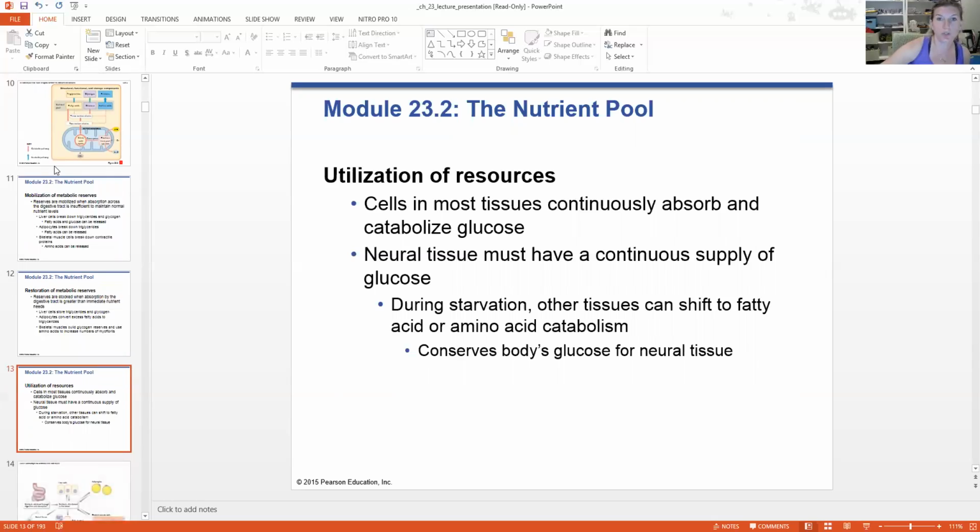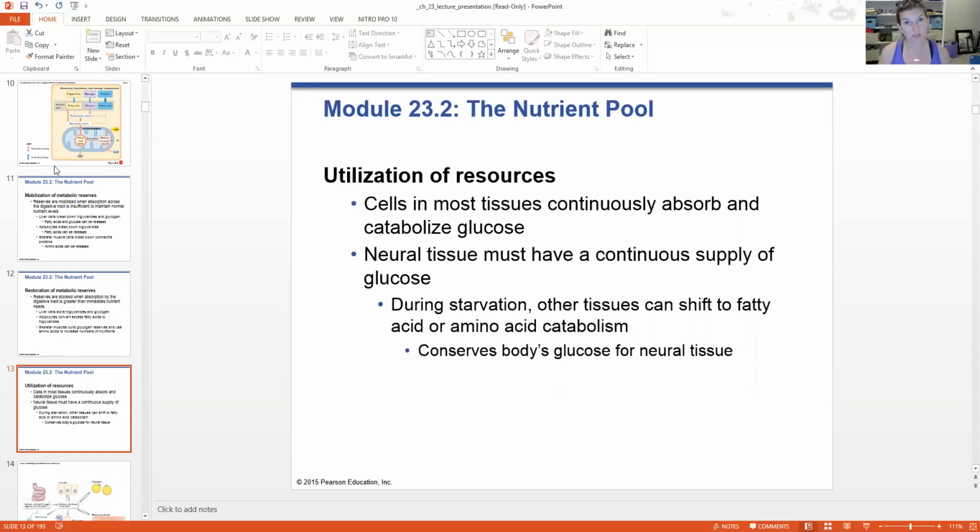Unless you're using your muscles, right? Muscles live by the rule, you don't use it, you lose it. So if you're using your muscles, then they will increase in size, hypertrophy. So how are our nutrient reserves used?